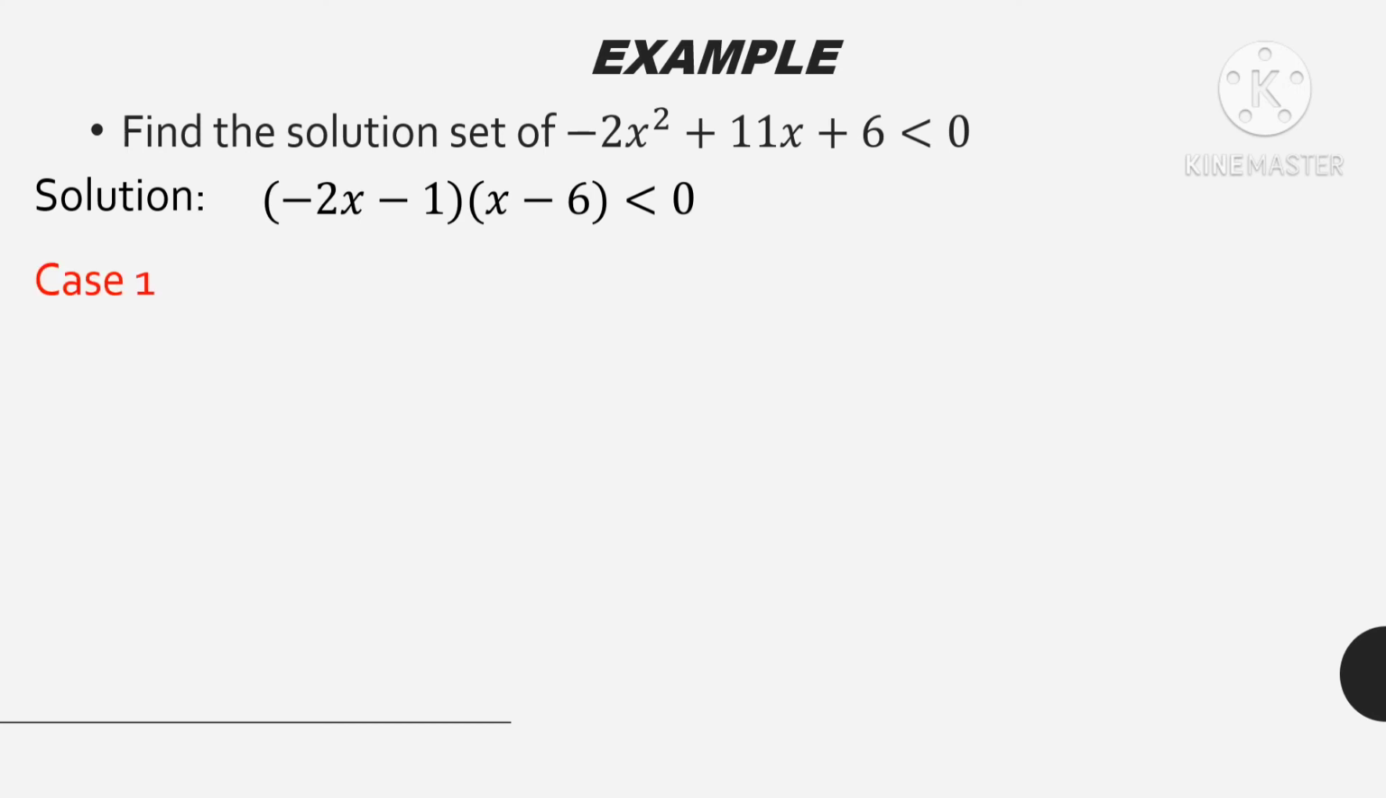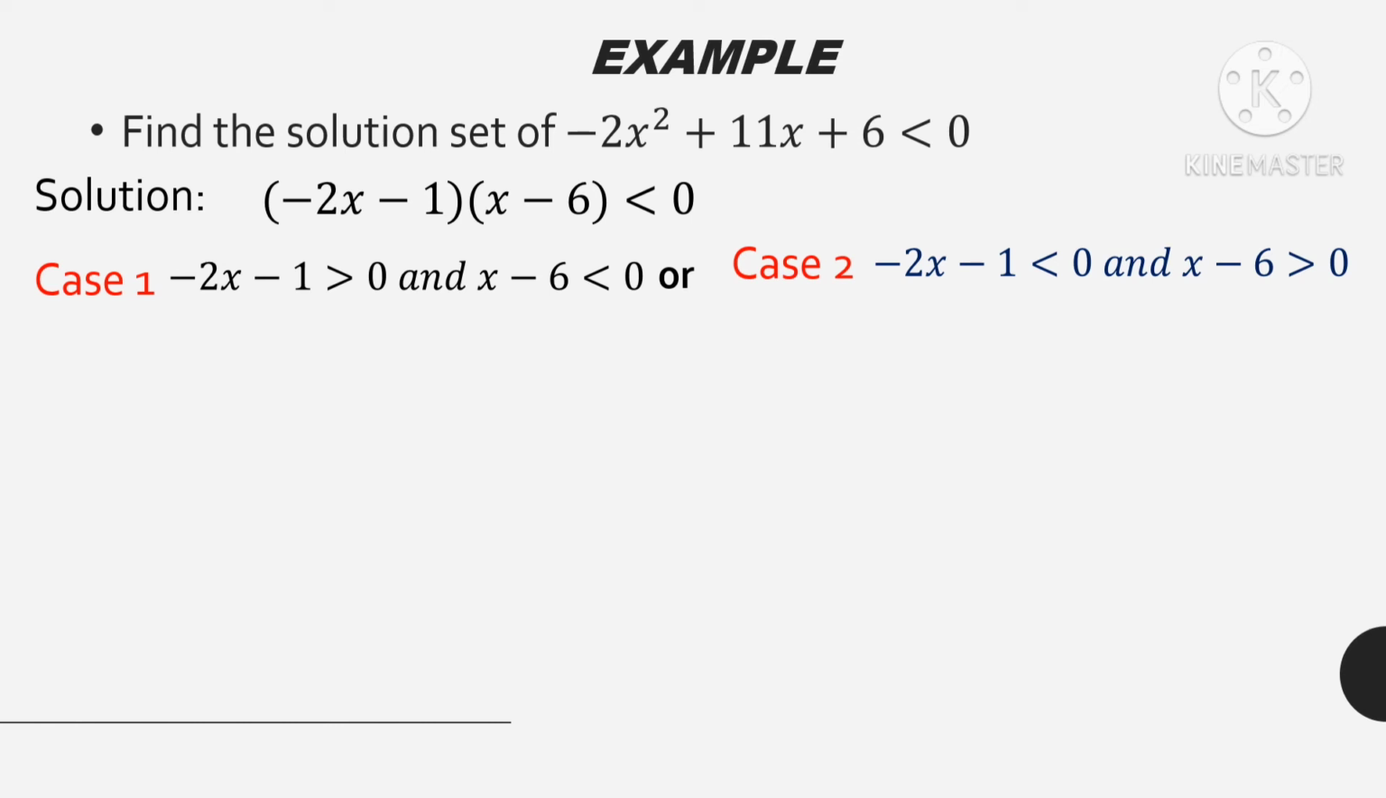So we have case number 1. Let us say -2x minus 1 is greater than 0 and x minus 6 is less than 0. So in case number 1, we presume that -2x minus 1 is positive and x minus 6 naman is negative. Or in case number 2, -2x minus 1 is less than 0 and x minus 6 is greater than 0. Meaning -2x minus 1 is negative and x minus 6 is positive. So let us solve case number 1 to verify the solution set.